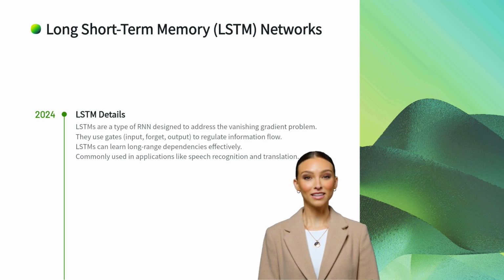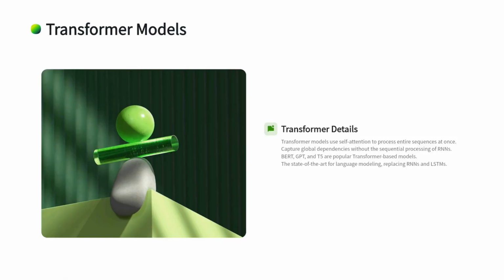By using these gates, LSTMs can maintain and update the hidden state more effectively than vanilla RNNs, allowing them to capture long-range dependencies and sequences, making them ideal for tasks like speech recognition, machine translation, and text generation. The transformer model is one of the most revolutionary advancements in language modeling.